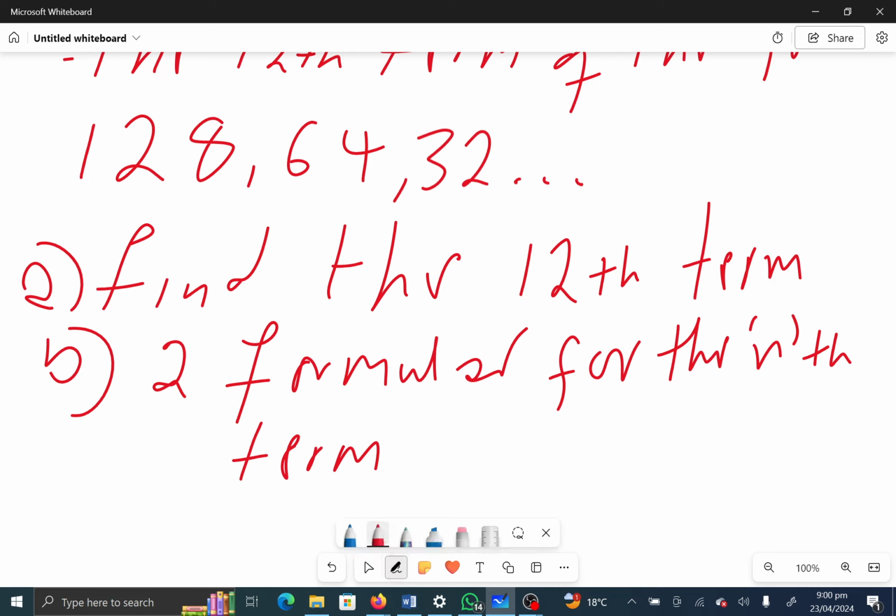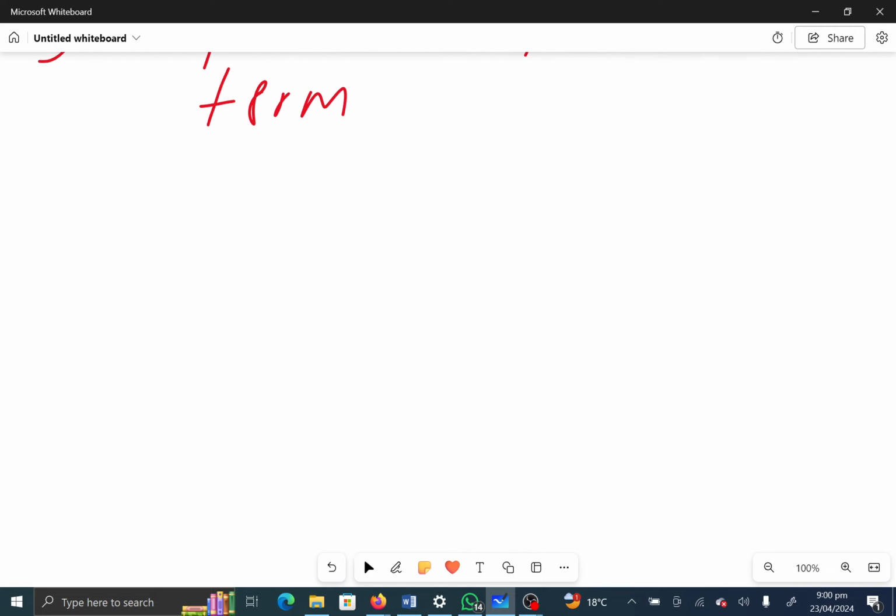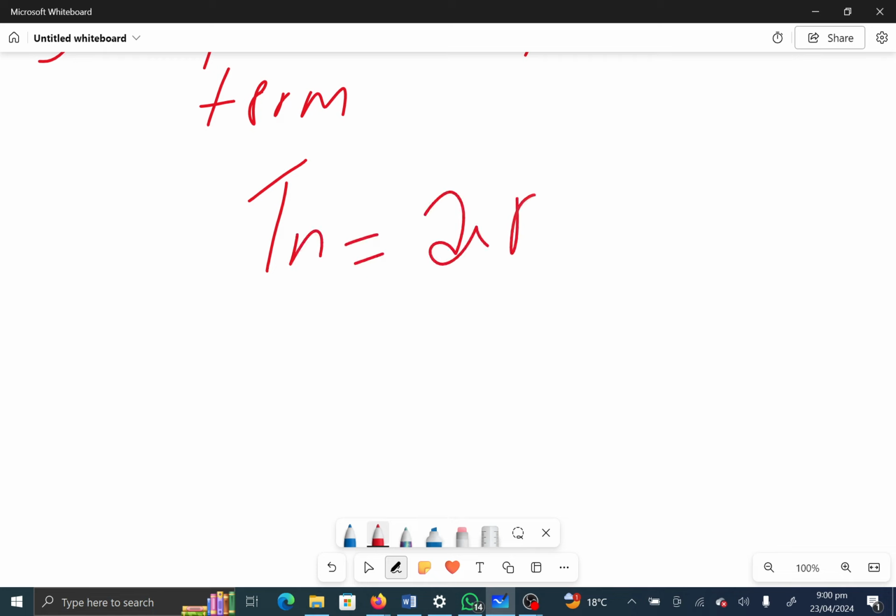Last time I gave you some formulas for calculating the term of a GP, and we are saying that the formula for the nth term of a GP is Tn = A R^(n minus 1). So the n minus 1 in this formula is called the index of the formula.